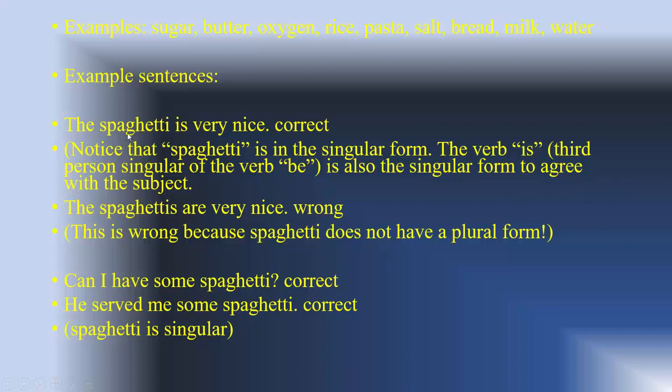Although spaghetti is several pieces, several sticks, for example, we can't say spaghetti are very nice or spaghettis are very nice. No, spaghetti is an amount of spaghetti, so it is a single. The spaghettis are very nice. Wrong. Can I have some spaghetti? Correct. He served me some spaghetti. Correct. Spaghetti is singular.